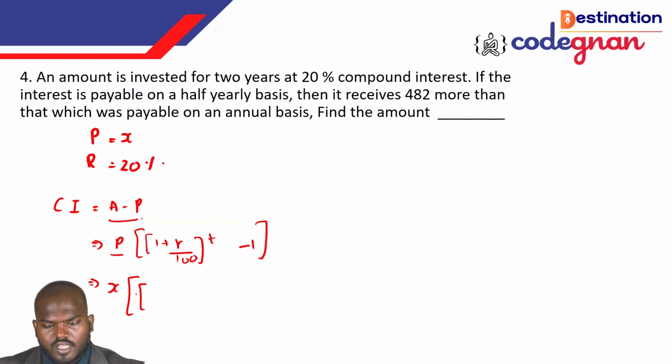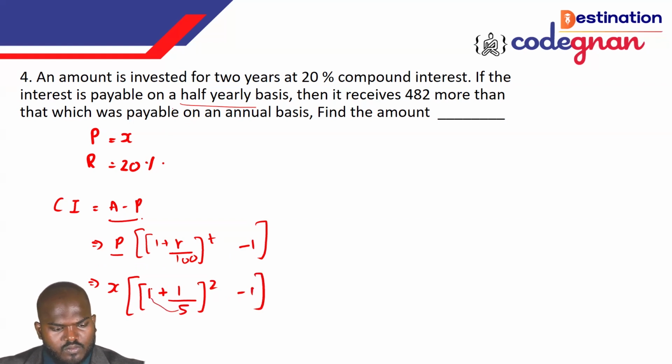So for how many years? That is 2 years, as mentioned here, on a half-yearly basis. So you take it as 2 here. So that is 1 plus R by 100, where R is equal to 20. 20 by 100 gives you 1 by 5, whole square, minus 1. This is how the value would look.